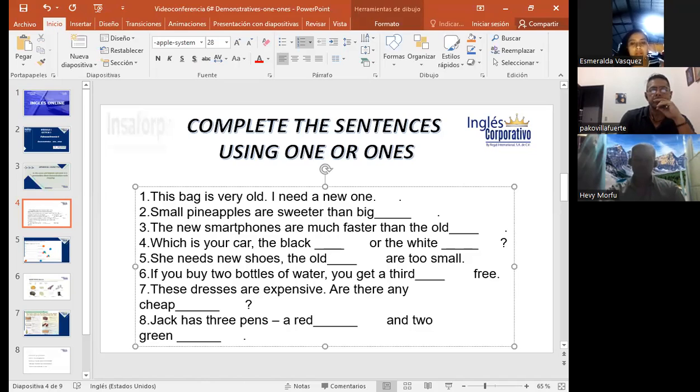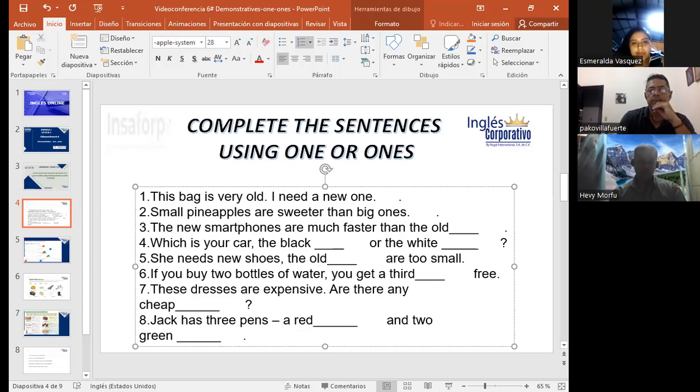Number two, a volunteer. Small pineapples are sweeter than big ones. Okay, thank you, because it's plural, right? That's okay, thank you so much. So we're talking about plural.